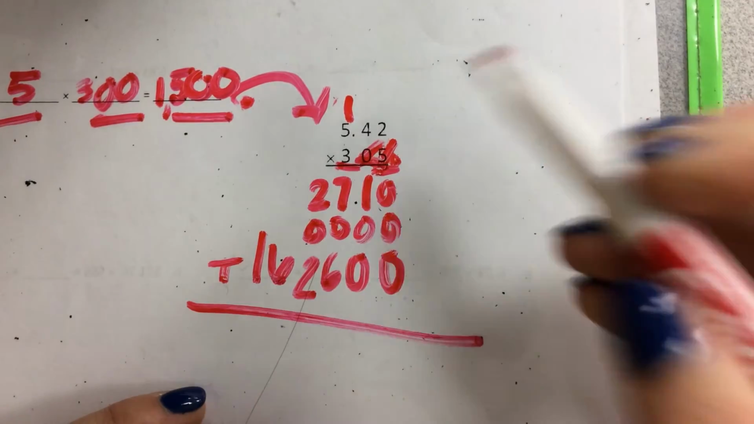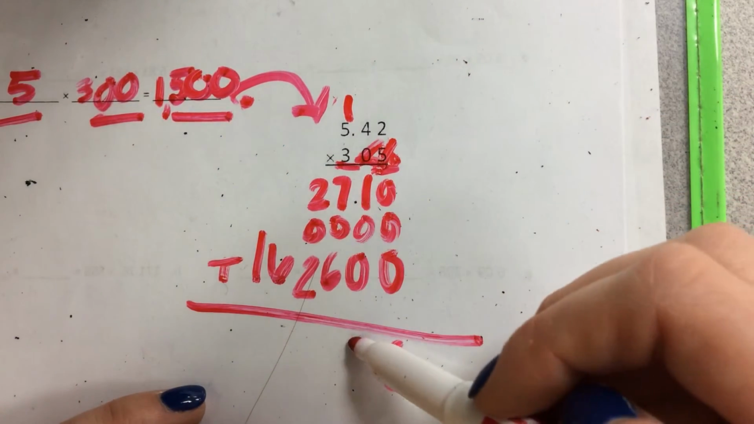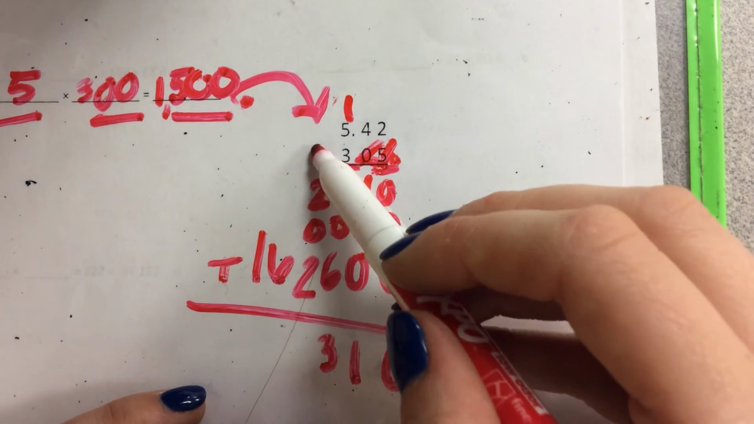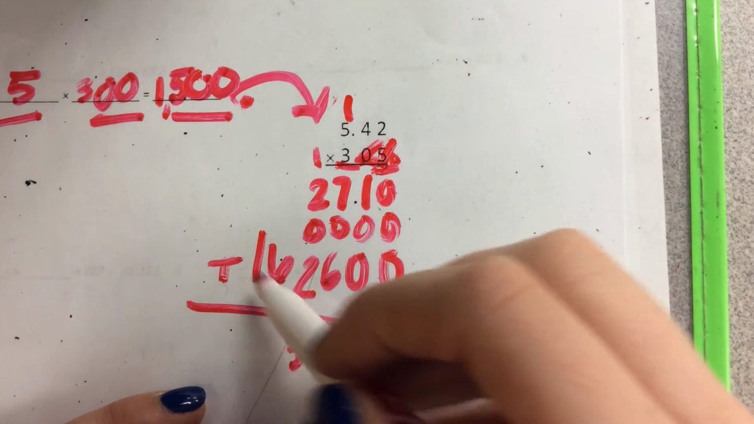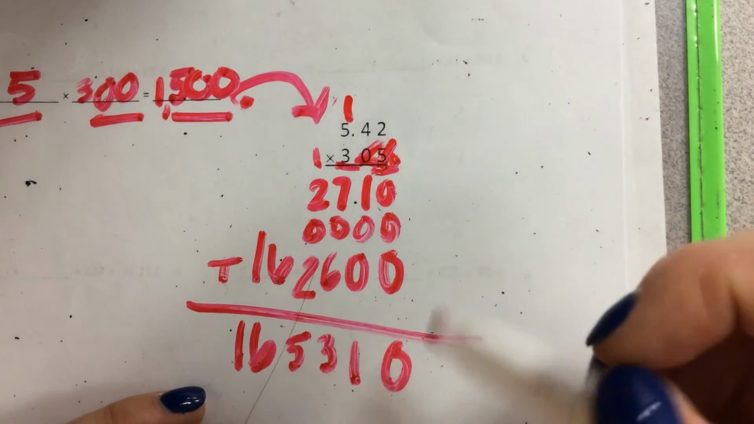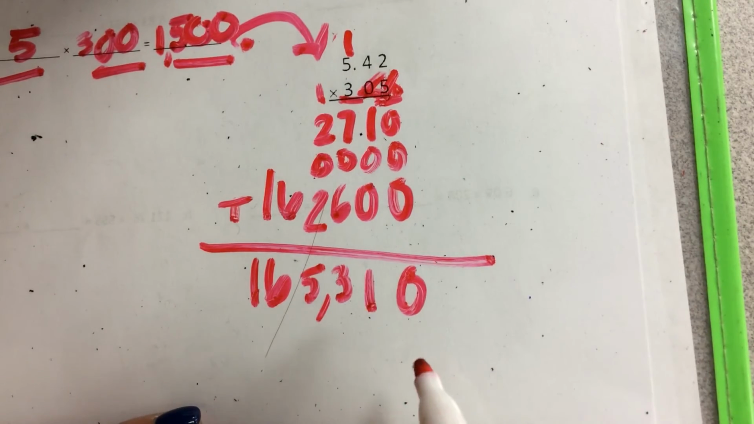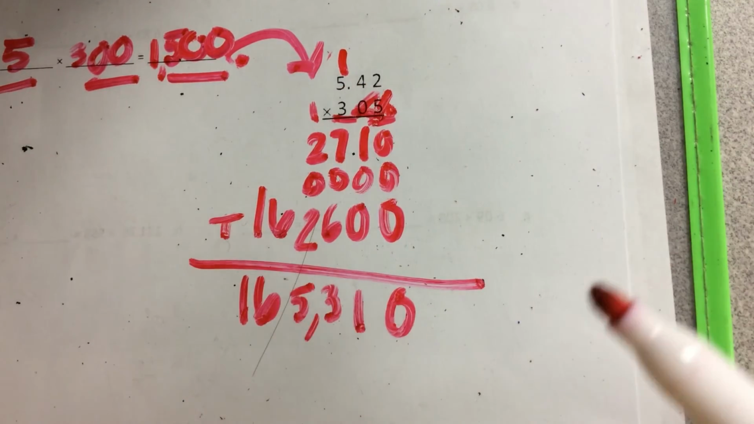Let's add them up. Zeros just gives us 0. 1 plus 0 plus 0 is 1. 7 plus 6 is 13. 2 plus 2 is 4, plus 1 is 5. And bring down our 1 and our 6. So we have 165,310. But we have to put our decimals somewhere.